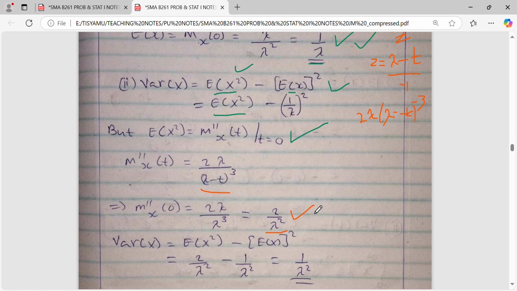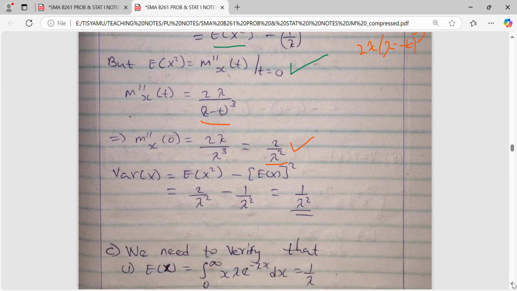So next, we are going to substitute in our formula for variance. So where there is expectation of x squared, we put 2 over lambda squared. Where there is expectation of x, we put 1 over lambda. And when you simplify, you'll get 2 over lambda squared minus 1 over lambda squared, which simplifies to 1 over lambda squared, which is the variance of x.